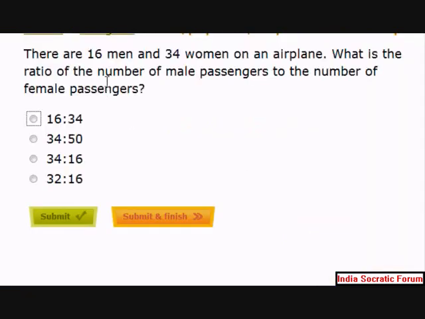One more. There are 16 men and 34 women on an airplane. What is the ratio of the number of male passengers to the number of female passengers? Pause the video and find out. Read it loud. 16 is to 34, or 34 is to 50, or 34 is to 16, 32 is to 16. Which is right?